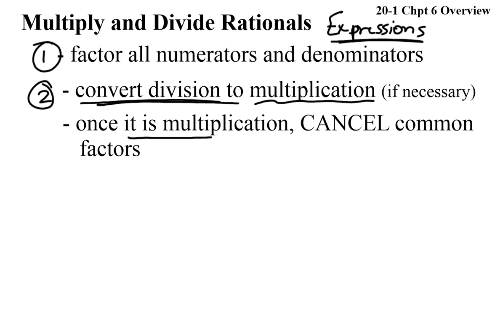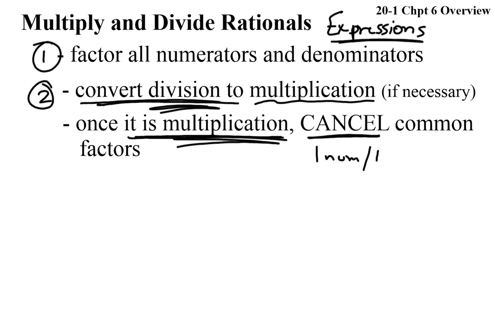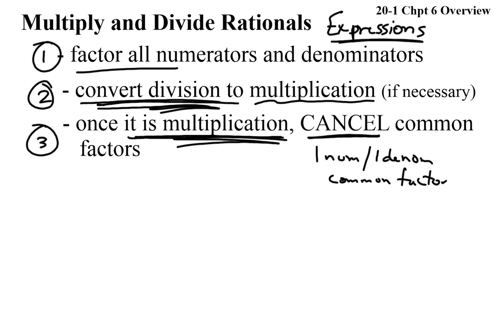Once everything is multiplication and there is no division, well, rules of fractions allow us, because it's multiplication, to cancel the common factors. Remember, canceling occurs one numerator, one denominator with a common factor in it, and we cancel those. So there's the processes we want. Factor numerators and denominators. Make sure division is multiplication. Once it's multiplication, cancel like crazy.